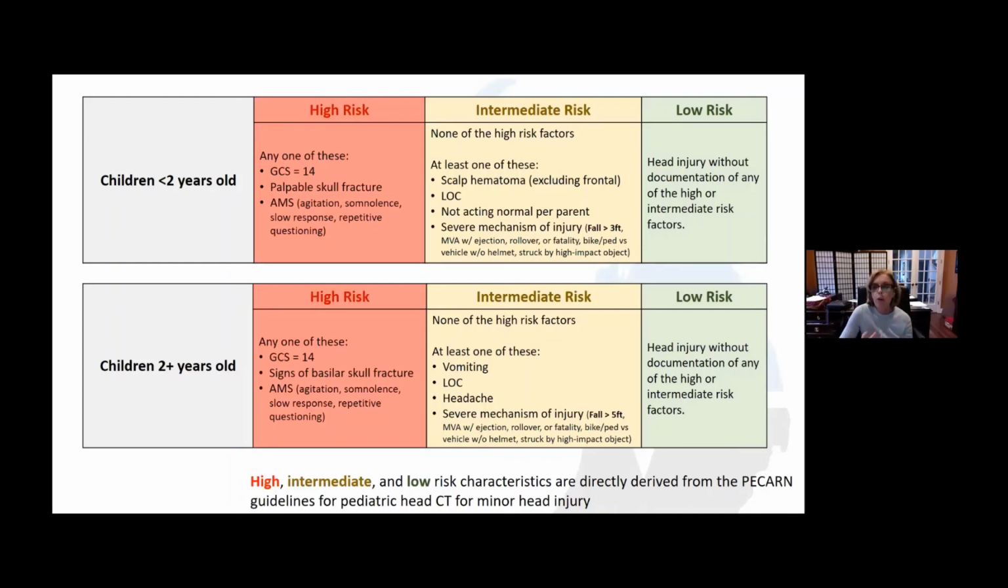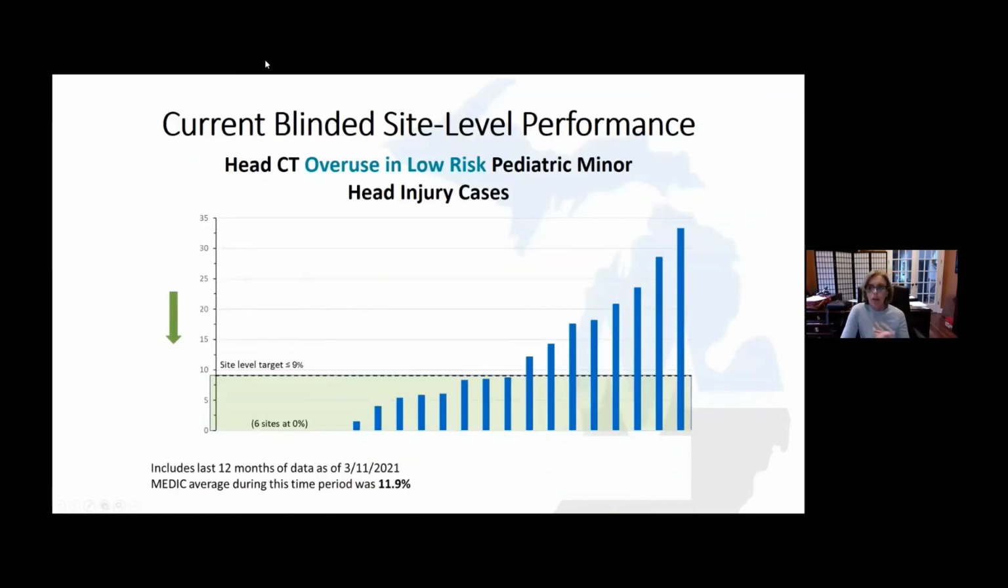So this is where we're at. Last year and the years prior, we were working on low risk CTs, and now we're in this yellow area, the intermediate risk. I'm going to stop there for just a second to make sure if anyone has any questions about the focus of this particular year's work. So I'm going to let Katie take over here and talk a little bit about our current state of performance.